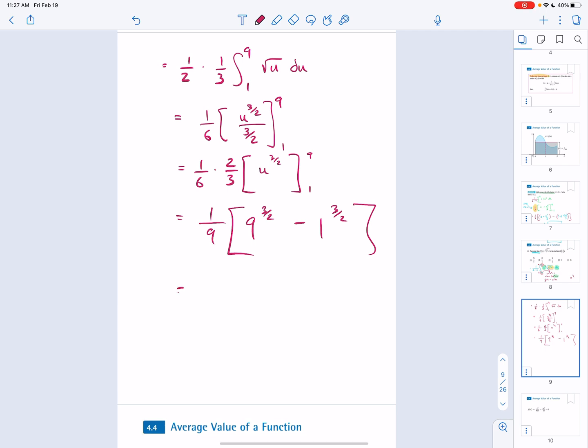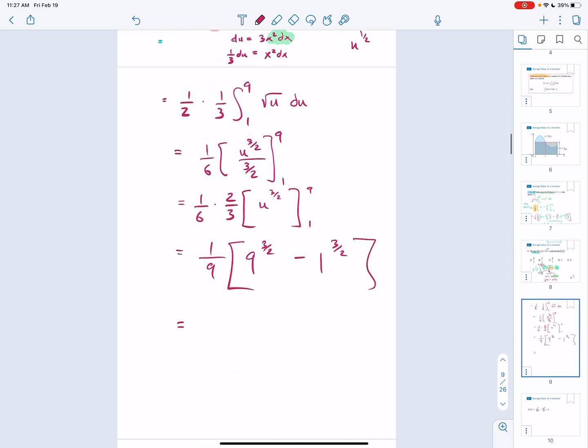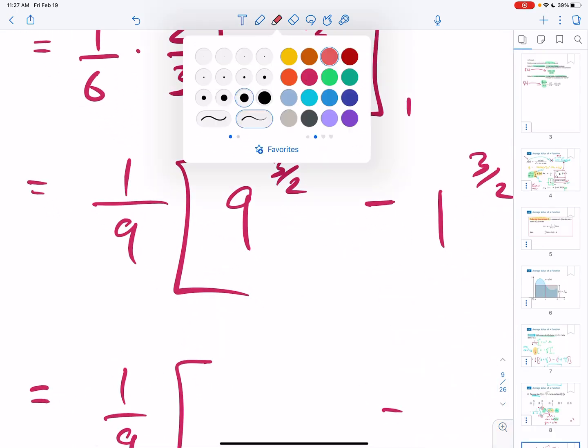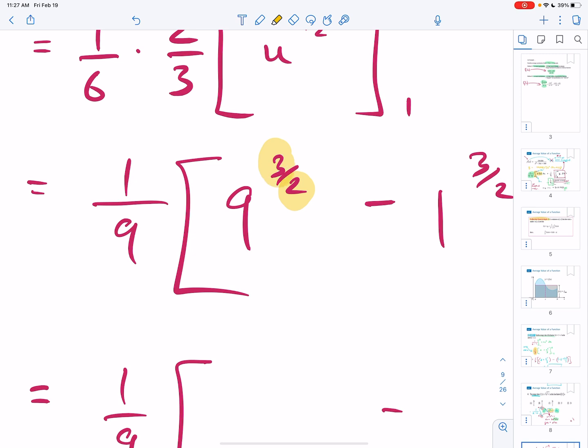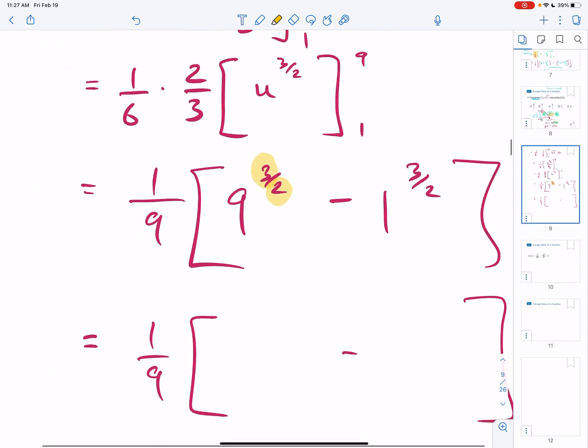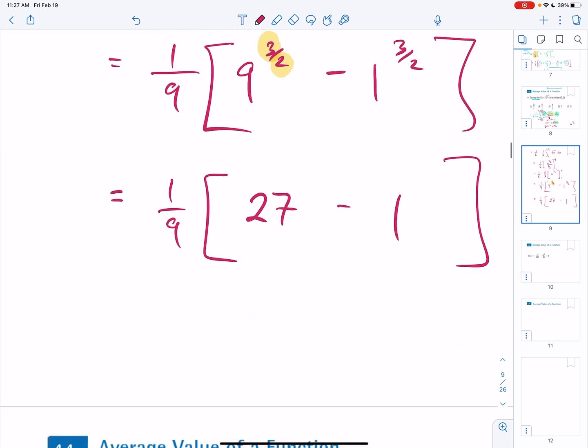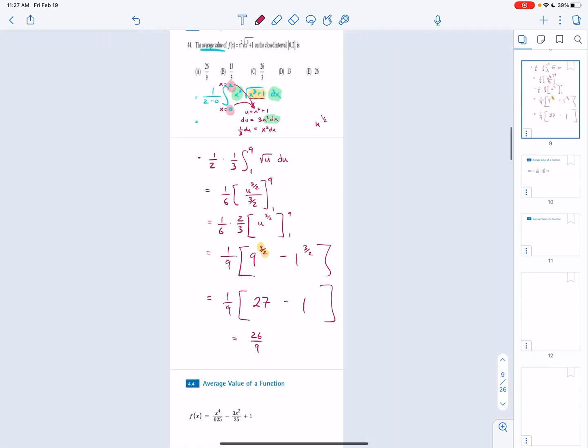All right. Okay, these are small details. Please don't let this overshadow the whole idea of the average value, okay? This is 1/9. So here I have to square root and then cubed, or cubed and then square root, but I would rather square root first. The square root of 9 is 3, and 3 cubed is 27. Okay, the square root of 1 is 1, and 1 cubed is 1. So this comes out to 26 over 9, which is one of the choices here.